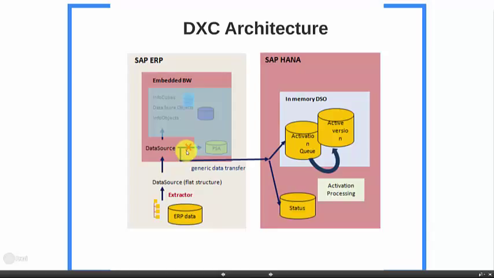And when you configure the settings, instead of sending to the PSA stage, it sends to the SAP HANA in-memory DSO. So that's how the data is sent from the SAP ERP system into the SAP HANA system using the HTTPS protocol. All right, let's take a look at the setup and see how we actually can do this in the system.